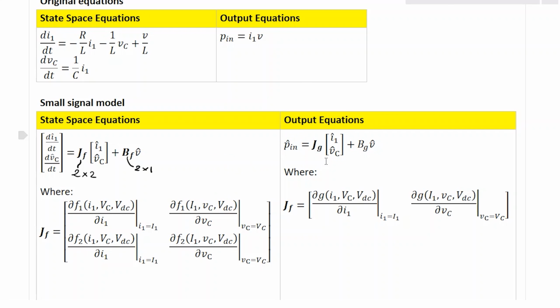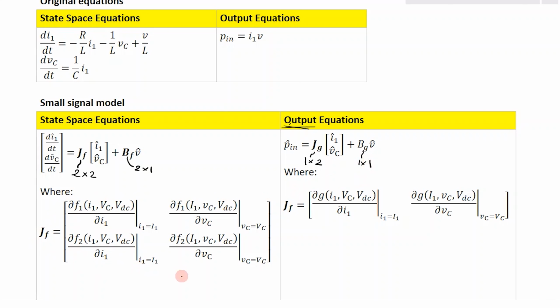So the output equation would be like this. This is the perturbation of the power, output power, sorry, input power actually, but it's like output equation. Because of the perturbation of these other variables, and you'll have, again, these matrices. Because there's 2 state variables, you'll have 2 columns, but there would be only 1 row because this is only one output variable involved. And this guy would be 1 by 1.